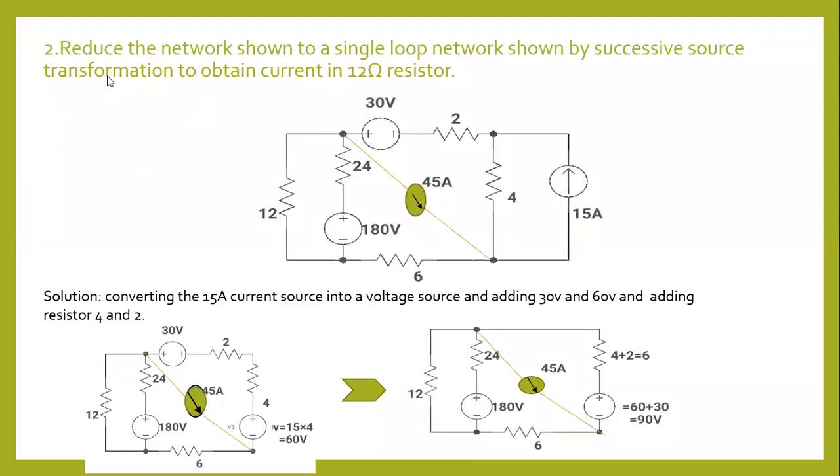The next problem is: reduce the network shown to a single loop network by successive source transformation to obtain the current in the 12 ohm resistor. Here is your 12 ohm resistor.